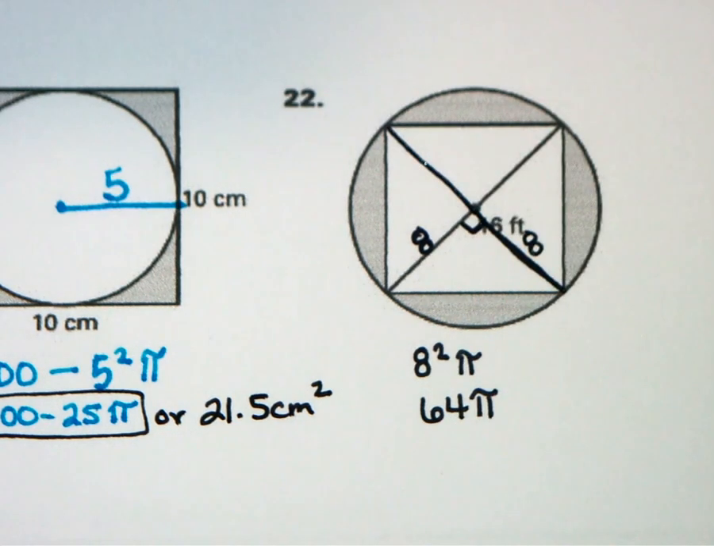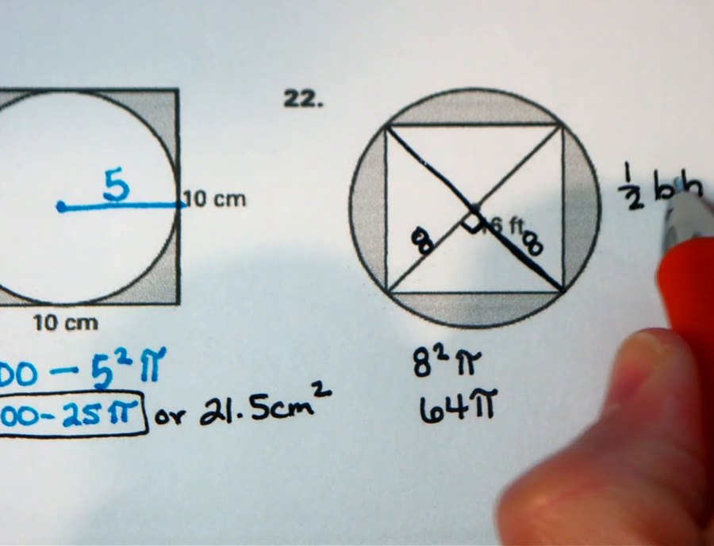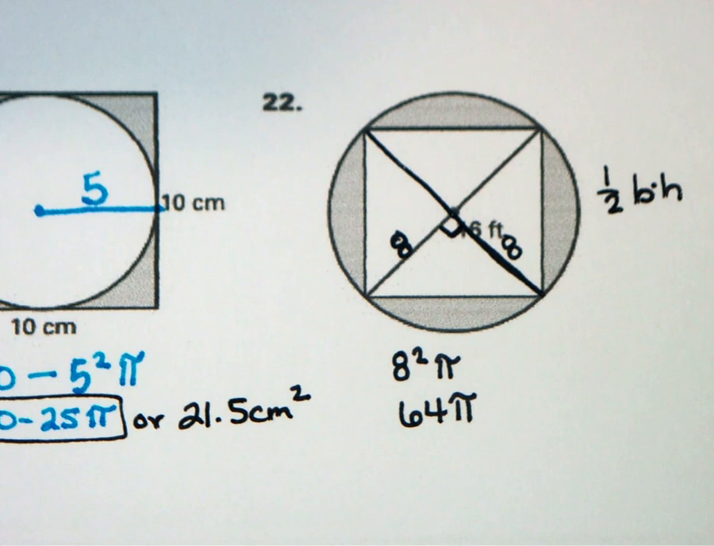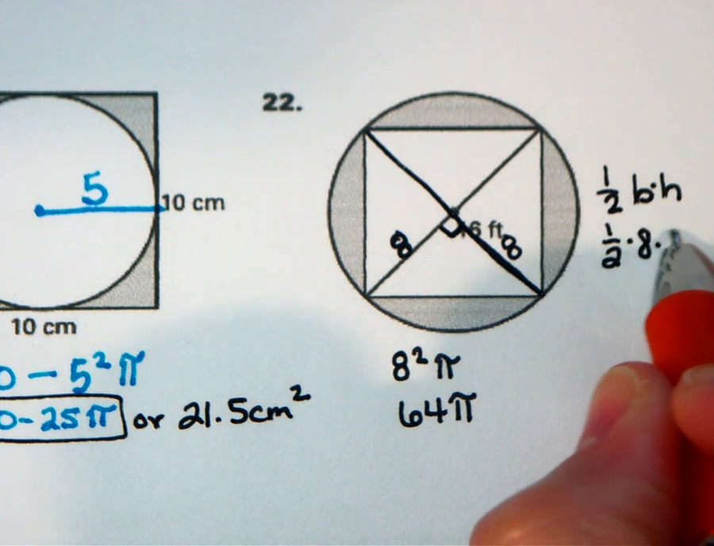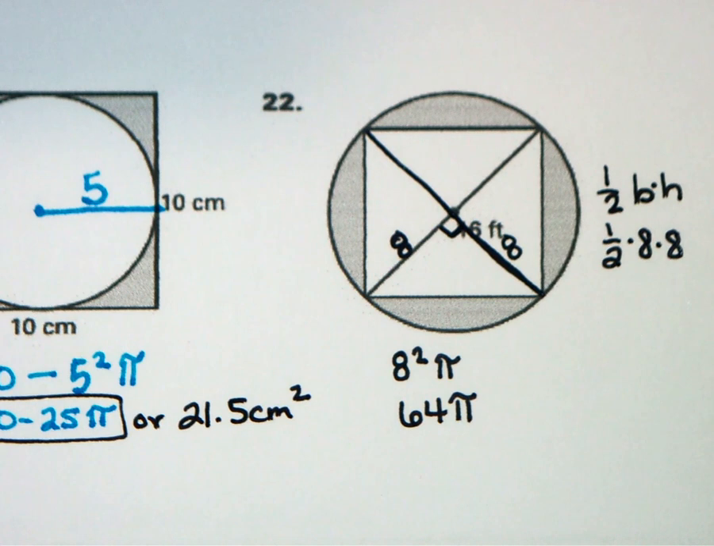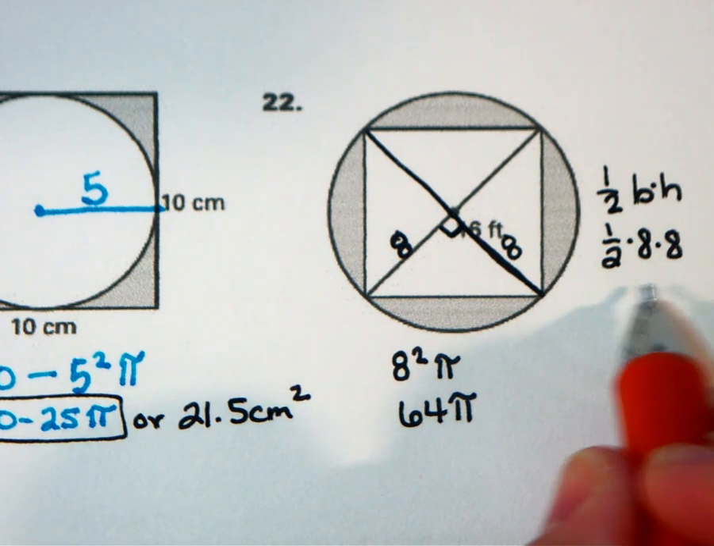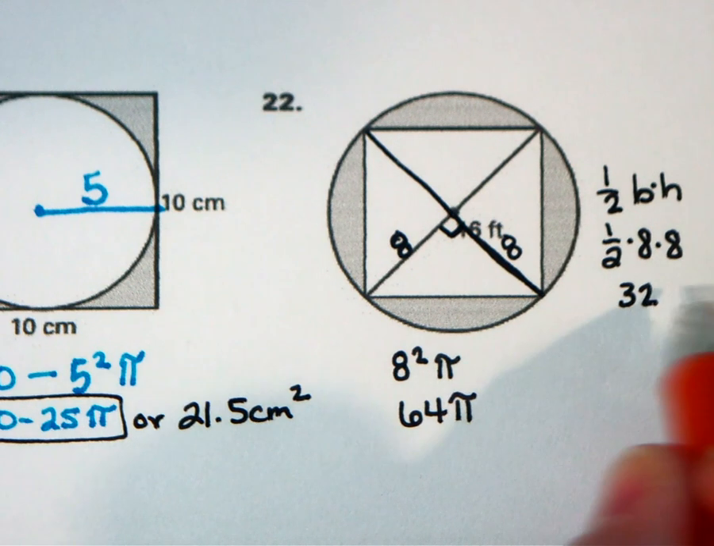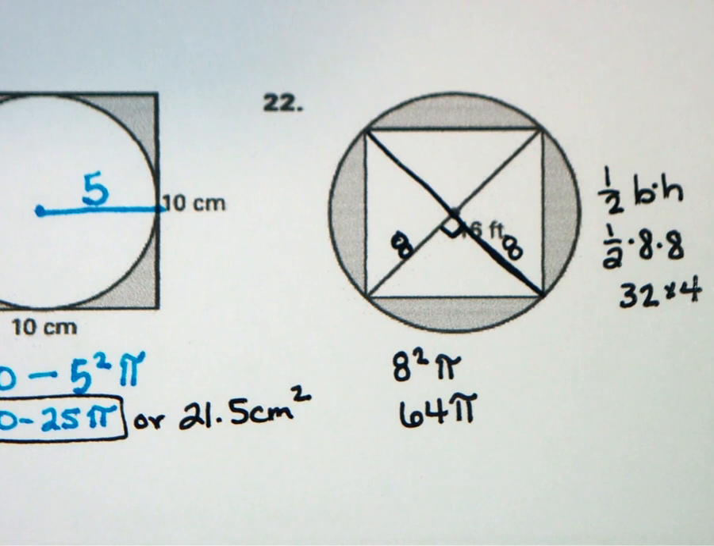Okay, so the area formula for a triangle is 1/2 base times height. So that would be 1/2 of 8 times 8. So half of 64 is 32. And then you have 4 of those. Okay, that's one way to do it. So let me just find what our answer would be. 32 times 4 is 128.